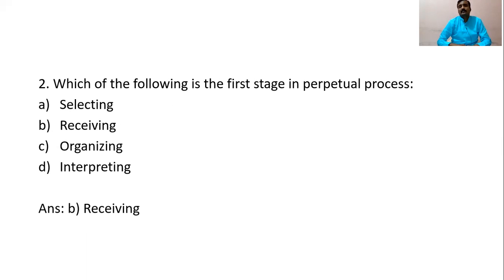Second one: which of the following is the first stage in the perceptual process? Selecting, receiving, organizing, interpreting. So in the three components of the perceptual process, that is perceptual input, that is stimuli, next perceptual process, the first step is receiving the information. So the answer is receiving.